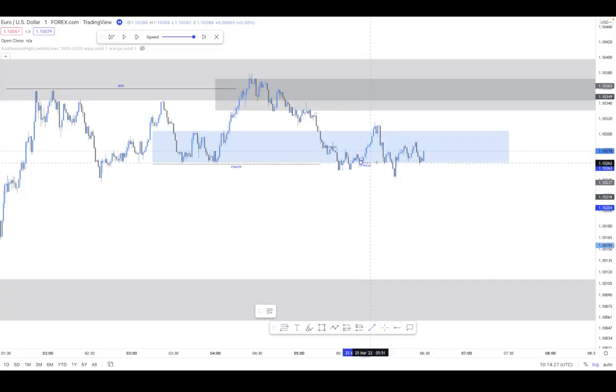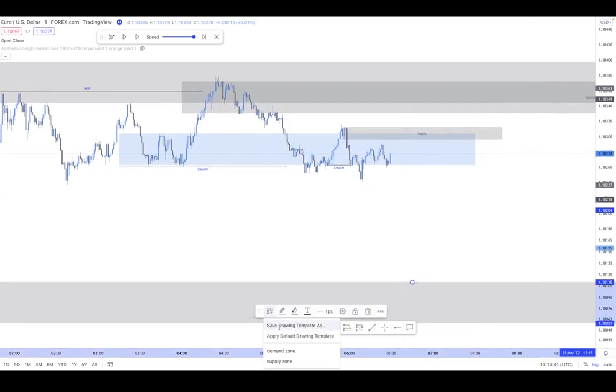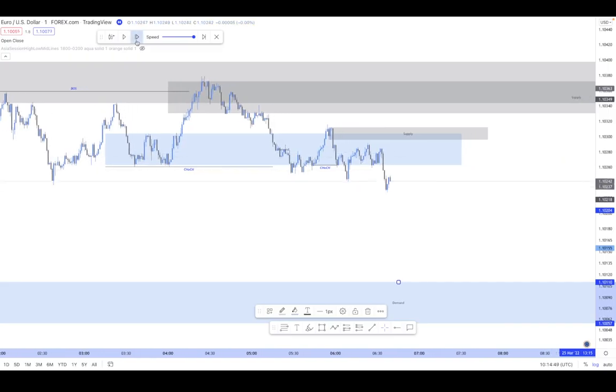So this is the 1 minute change of character. This is the supply zone that I'll be looking to take my entries from. And this is the 15 minute, let me change that because it's grey. This is the 15 minute demand zone I'll be targeting with my entries, okay? Let's just play out price a little bit, see what happens.